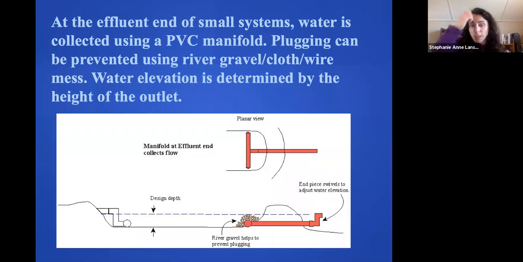In terms of the outflow, the level of the outflow, so the bottom of this pipe, is going to control how much volume is in your wetland. For your outflow, you may actually have some river rock to protect from roots getting in, and you might even put a cheesecloth so that you don't have roots coming into your pipes.